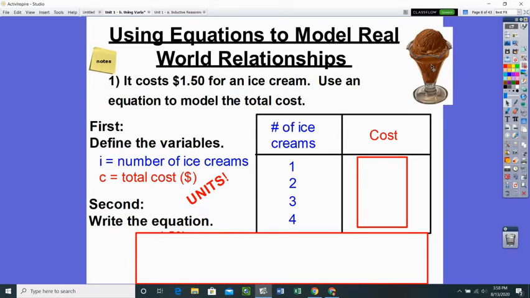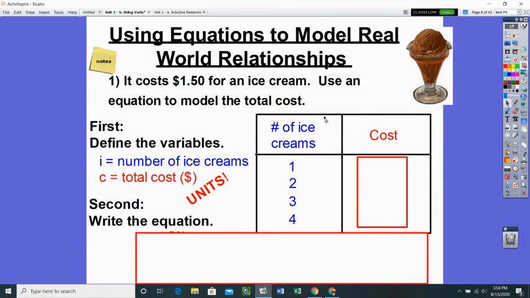So let's just say that you're going to go into an ice cream store and it's $1.50 for every ice cream. We want to create a model. We want to create a function rule that will talk about the total cost. So when we do that, no variables are ever given in the real world. Notice in the table here, there's no variables at the top. There are words.